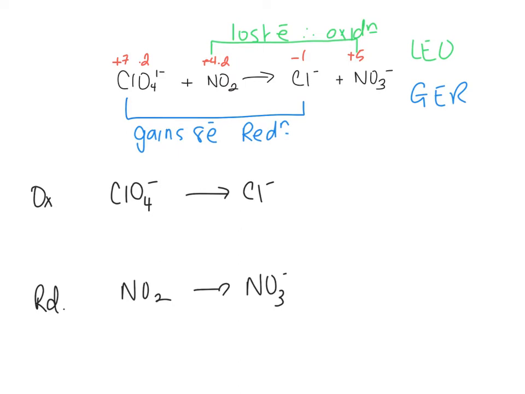So on the left-hand side, we've got one chlorine. On the right-hand side, we've got one chlorine. So we're balanced. Then what we're going to do is, like we did before, we're going to balance for oxygen with water. So we need 4 waters on this side. And then we're going to balance for hydrogens on this side with hydrogen ions.